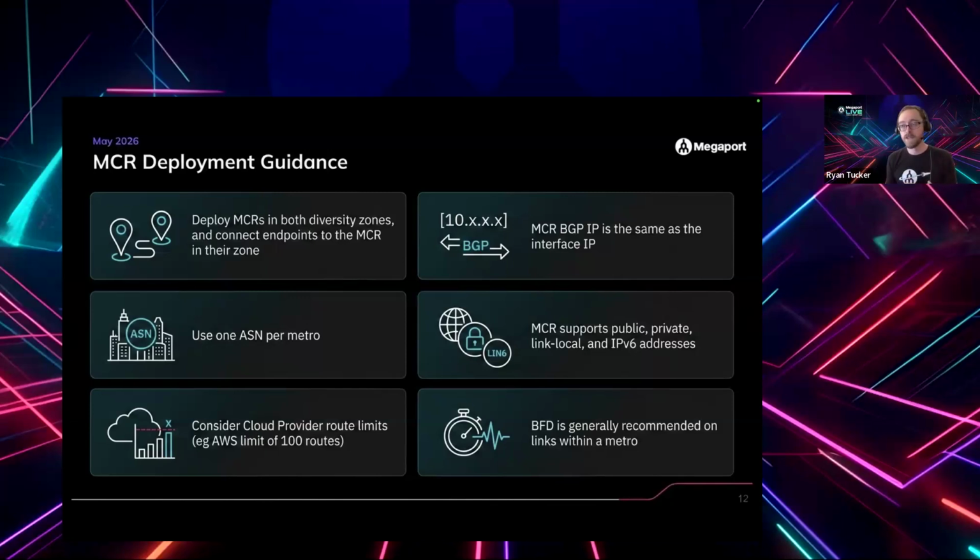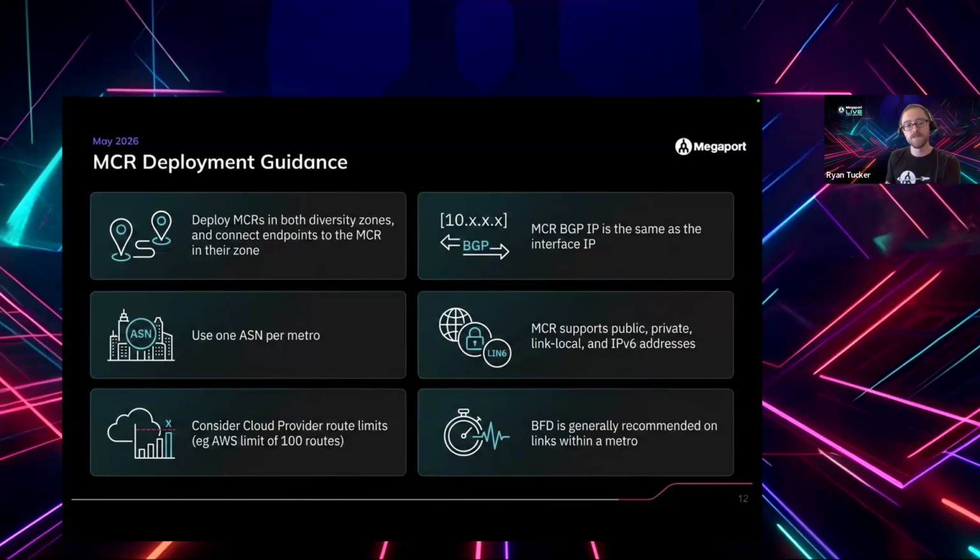Typically one ASN per metro. So if you're deploying that architecture where you've got multiple metros, or even if it's just one, we would typically recommend customers use the same ASN for both MCRs within a metro, and then a different ASN for the different metros, the different cities. That tends to result in the type of routing that customers expect. It's up to you. You can change that. You can choose whatever architecture you'd like, but that tends to result in the type of behavior that most customers are looking for.